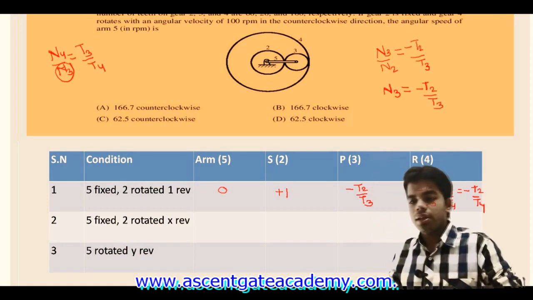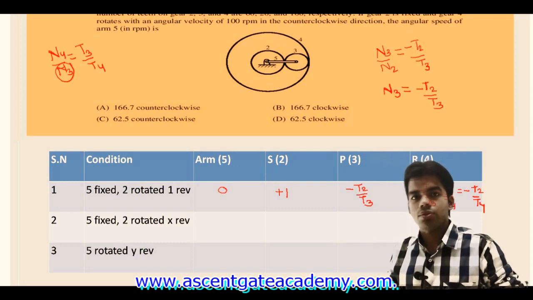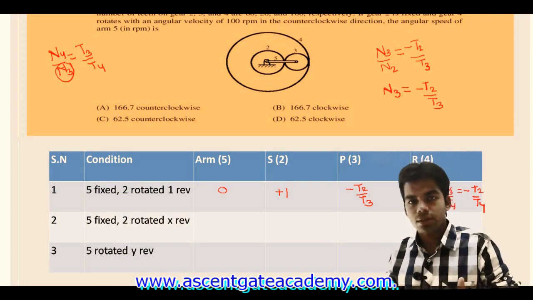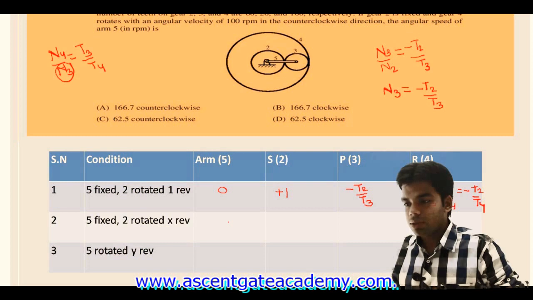Now what we are doing? Now we are rotating the sun gear by x revolution. Initially we assumed that the sun gear is rotated by 1 revolution. Now if the sun gear is rotated by x revolution, the arm is still fixed. So this will be 0, this will be x, this will be minus of x into T2 by T3. And this will be minus of x into T2 by T4.